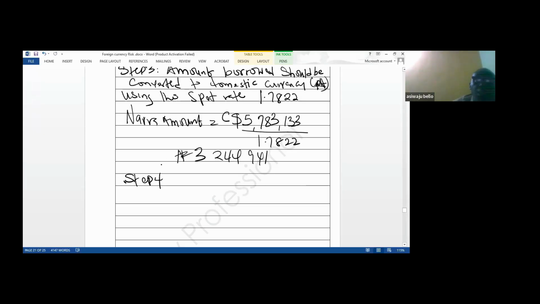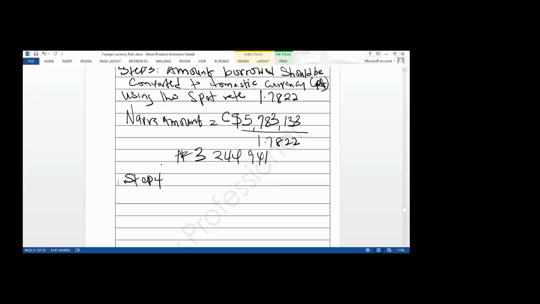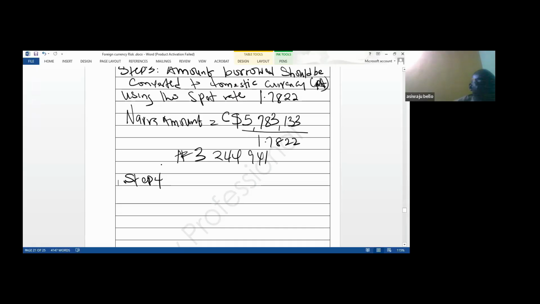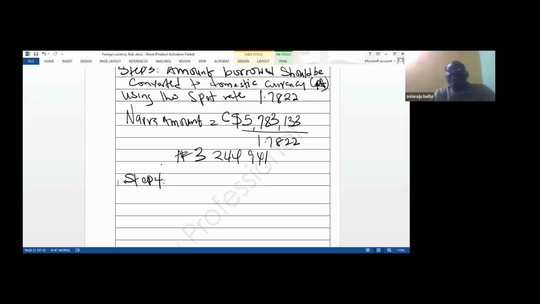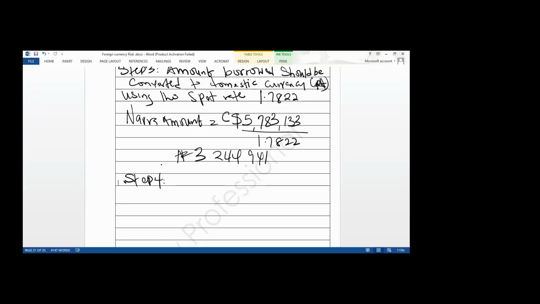In practice, company can decide to do whatever they like with their money. But for the purpose of this exam, you are going to assume that the company will deposit this money for 3 months.